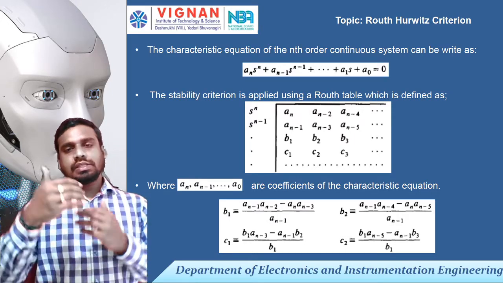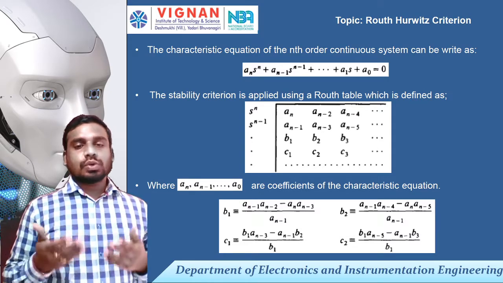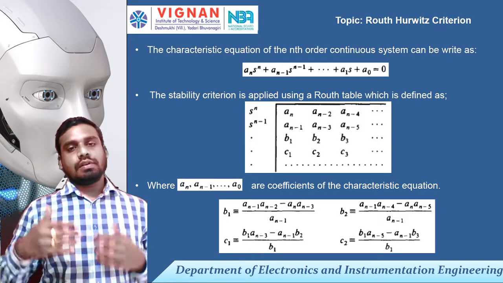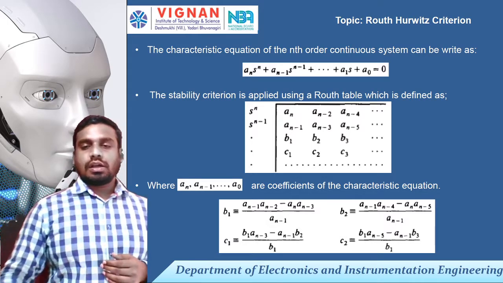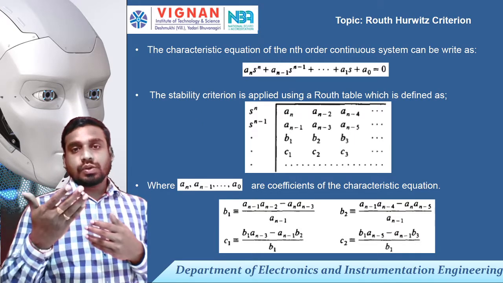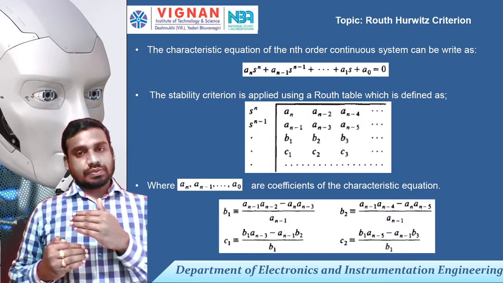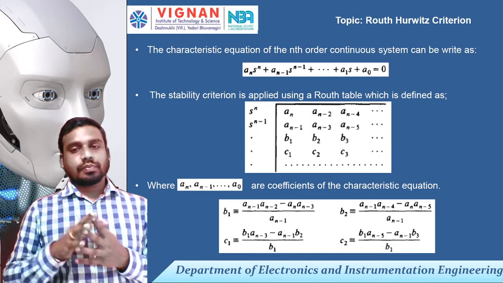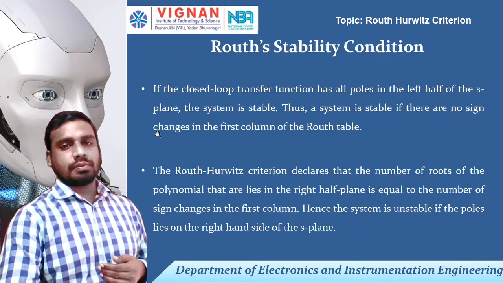This is how it will continue till n, whatever the transfer function order you have, that many rows will come. Actually, n plus 1 rows. If you have a fifth order, you will get 6 rows. If you have a third order, you will get 4 rows. Right? So we'll check the problems. It will be clear when we start getting the problem.